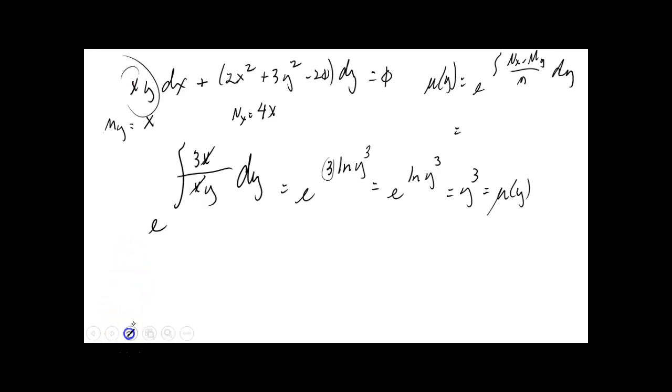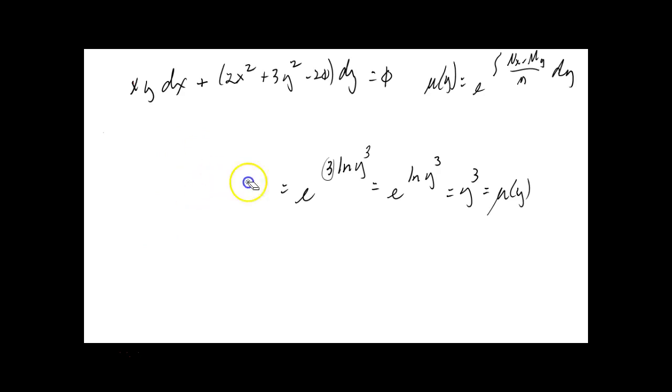All right, I'm going to erase some stuff here, just because I don't have much room, and I want to clear off some of the extraneous marks I've made. Okay, and I think I'll get rid of all this too. But I do want to leave that your mu of y is equal to y cubed. Okay? Now, what are we going to do to it? Multiply it by everything on both sides of the equation. So this will become x y to the fourth dx, right?